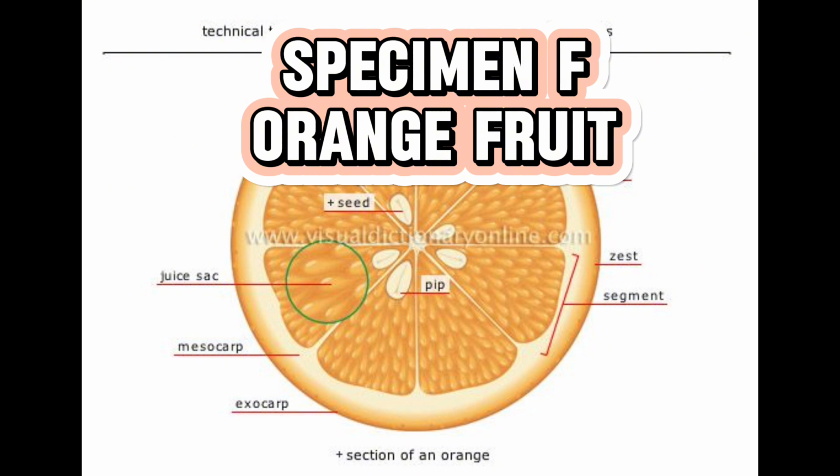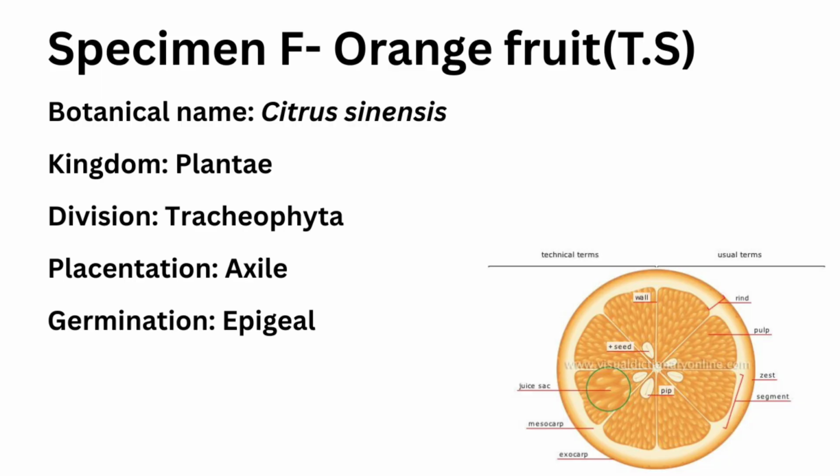So the next specimen is specimen F, which is orange fruit. Now in this case, we are asked to do a transverse section of the orange fruit. So TS, transverse section. When we talk about transverse section, you're cutting the specimen from left to right or right to left. So what do you need to know about the specimen?